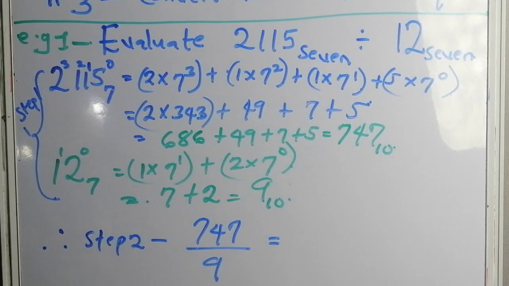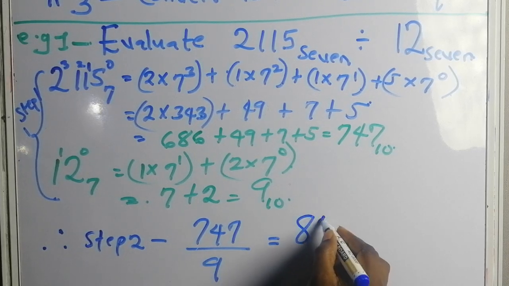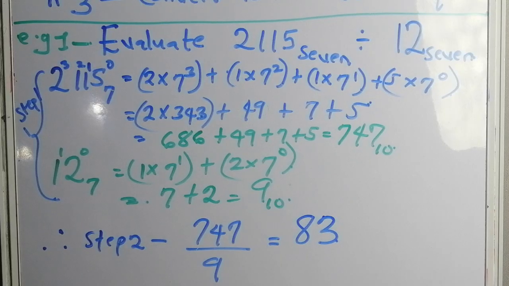How many times can 9 go into 747? If 9 times 9 is 81, it means 747 divided by 9 will give what? 83. So this is 83 in base 10. This is the usual division.